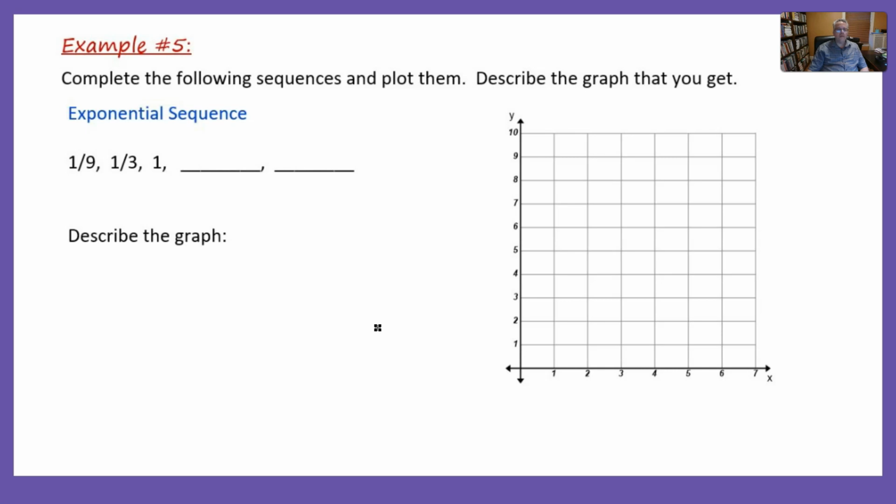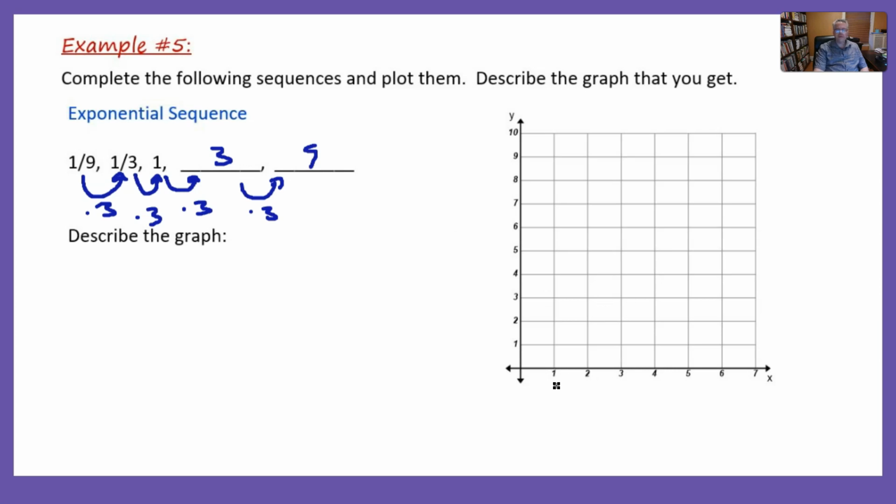Okay, this one is an exponential sequence. That's when we're multiplying or dividing by something. It's a little hard to see here maybe, but we're actually multiplying by 3. When you take 1/9 and multiply it by 3, you get 1/3. When you take 1/3 and multiply it by 3, you get 1. And 1 times 3 is 3. And when we multiply that by 3, we get 9.